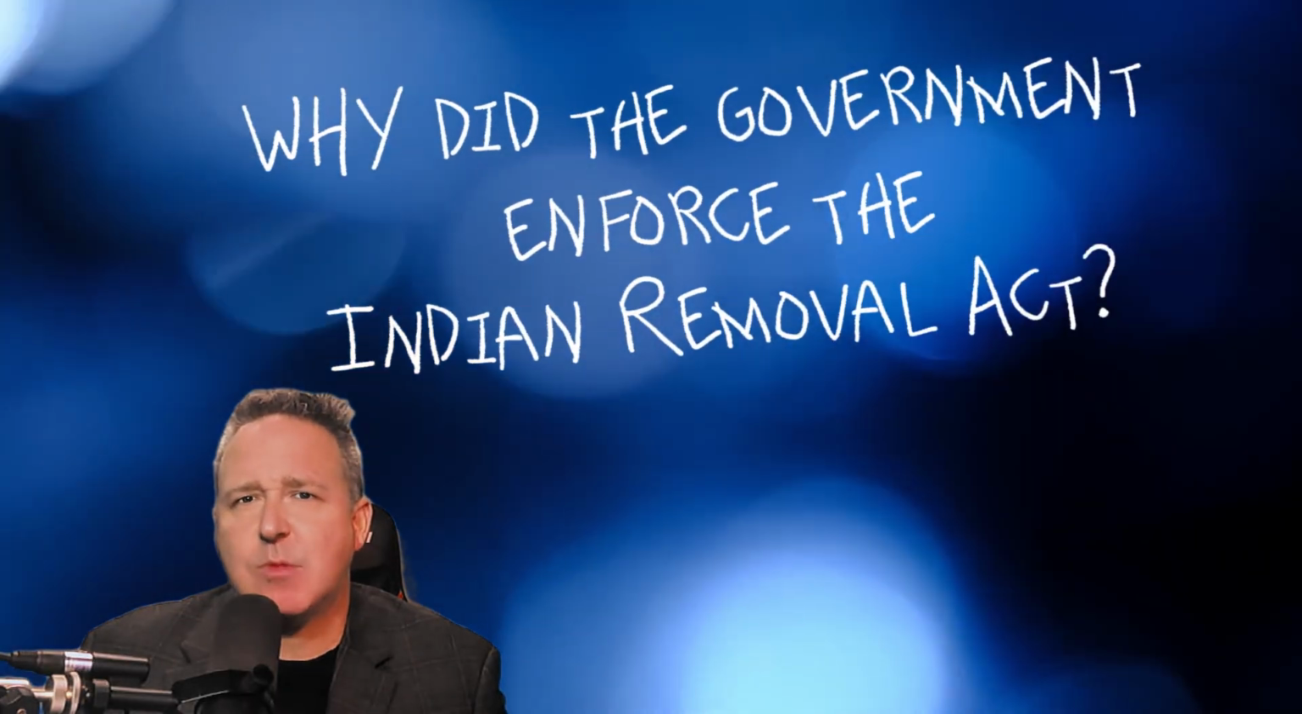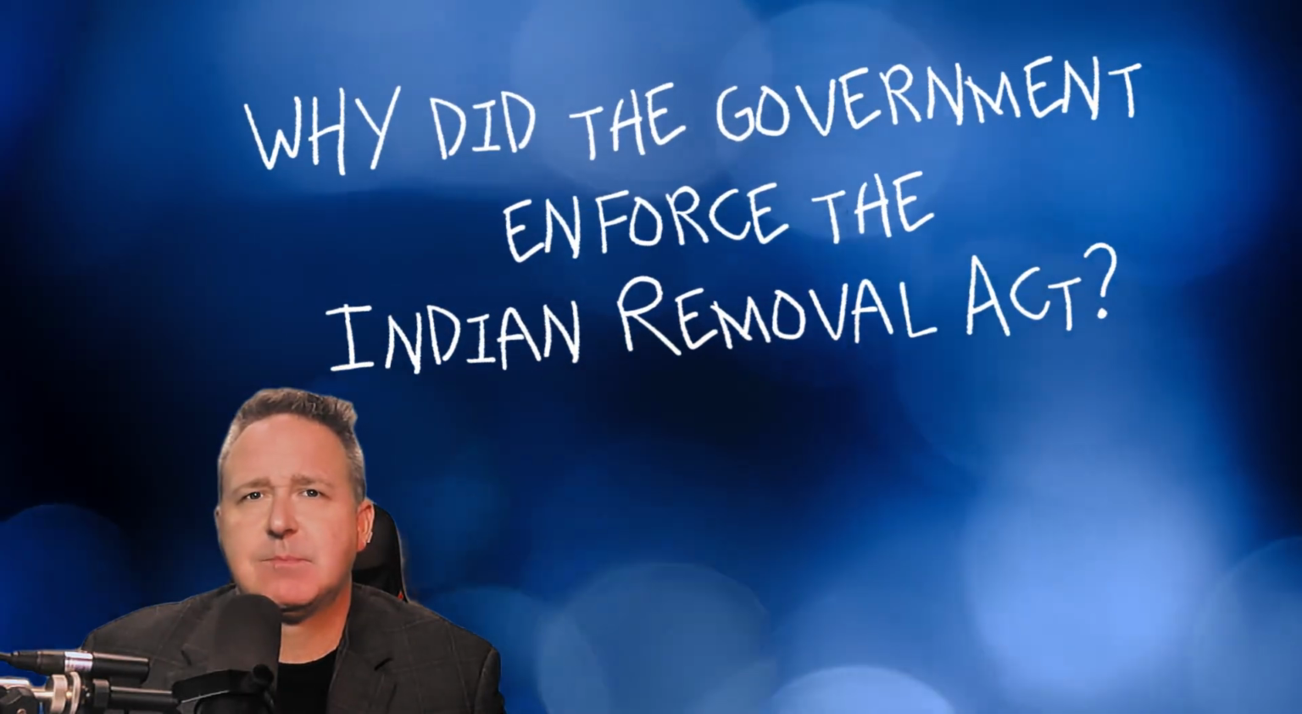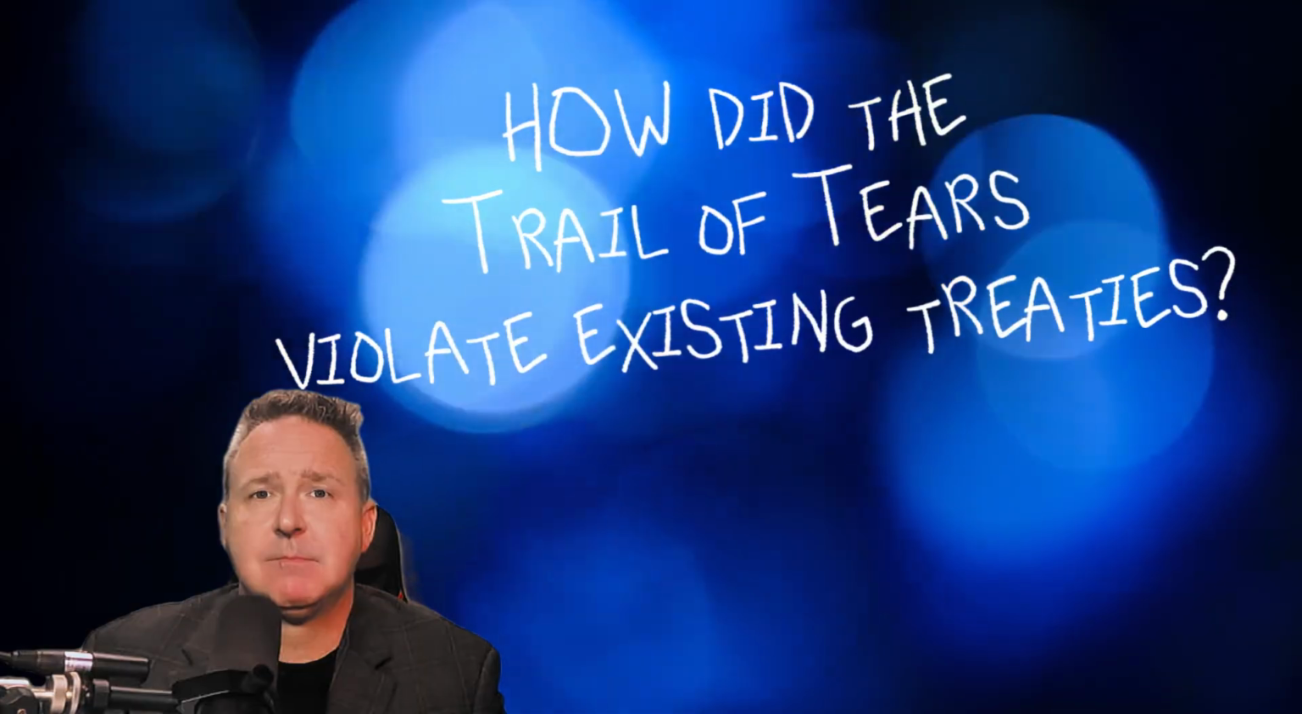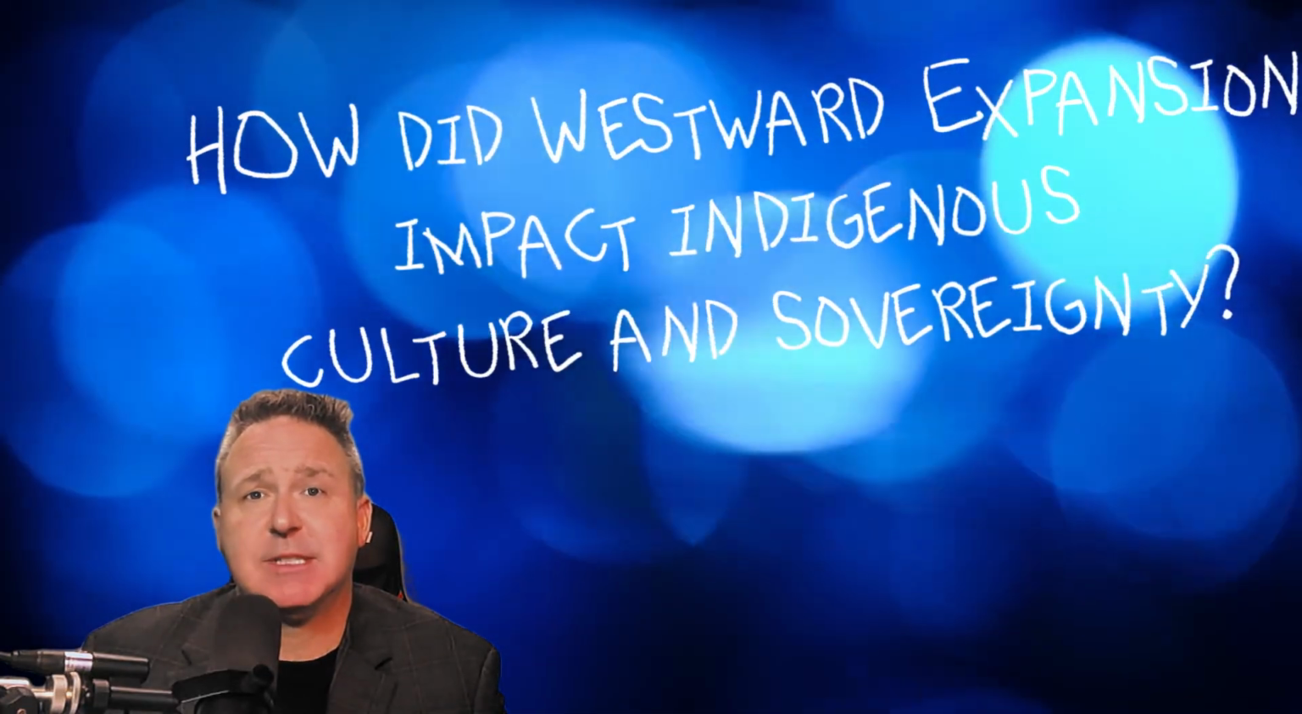So, quick review questions, and you can pause in between each question and discuss amongst the class. So number one, why did the federal government enforce the Indian Removal Act? How did the Trail of Tears violate existing treaties? And how did westward expansion impact indigenous culture and sovereignty?